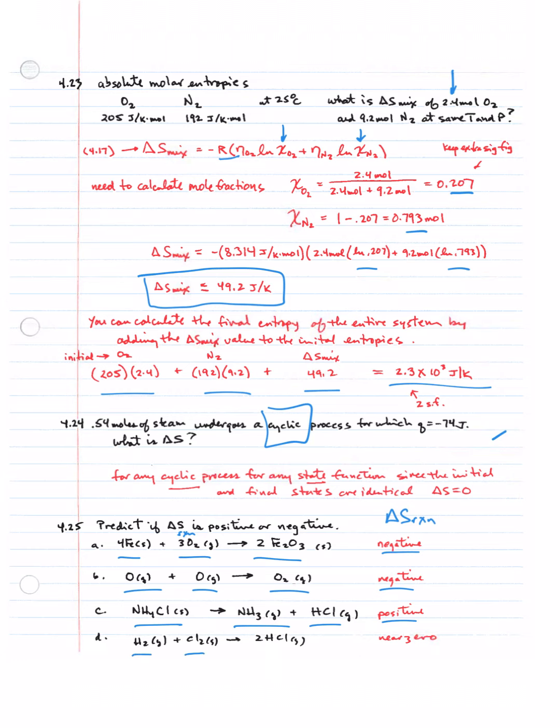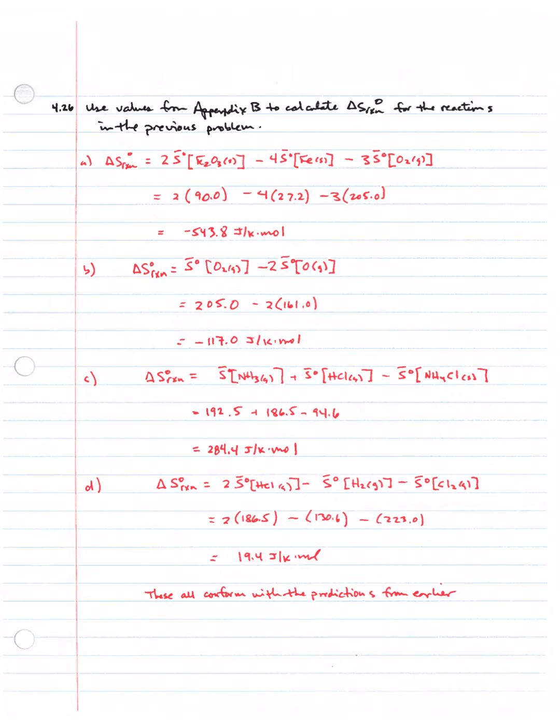Here we have 2 moles of gas going to 2 moles of gas. Not knowing the quantitative values ahead of time, I would just say that it's going to be fairly close to 0. Now we can calculate these values by looking at numbers in the back of the text in the appendix. And so that's what I'm going to do right here.